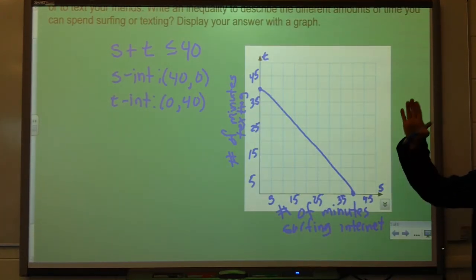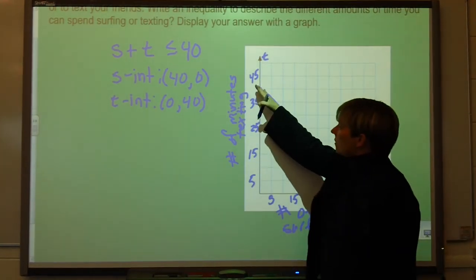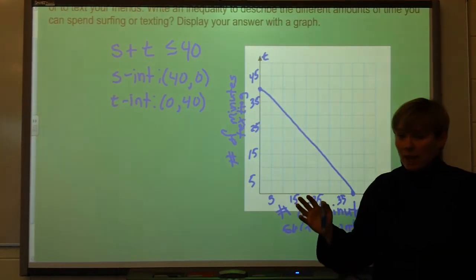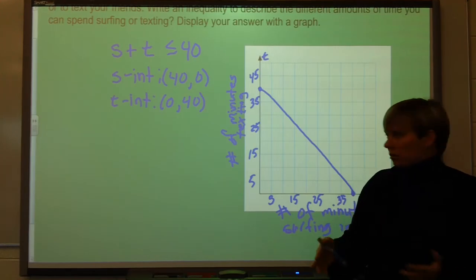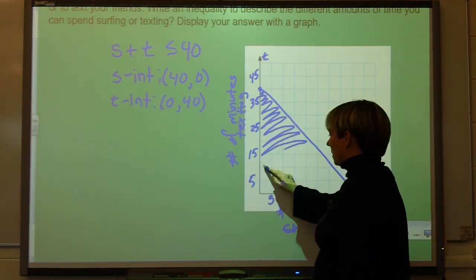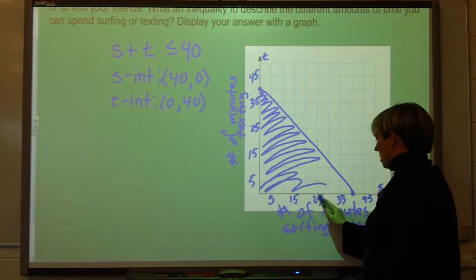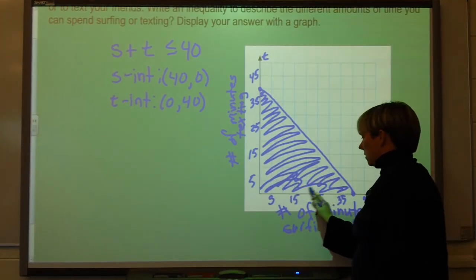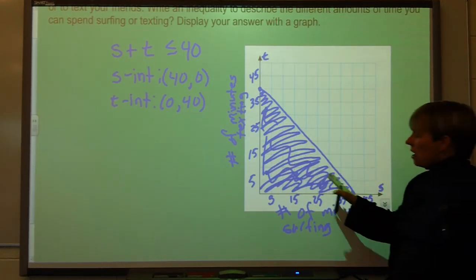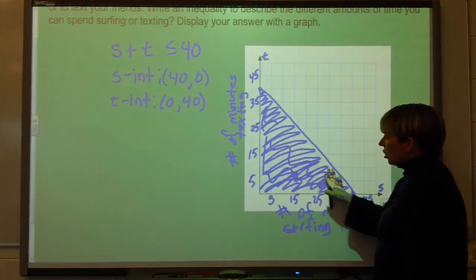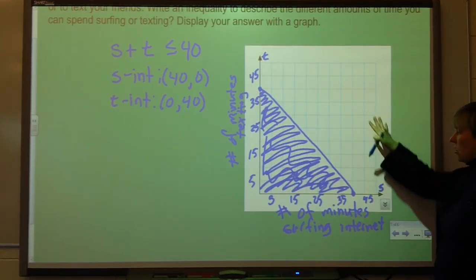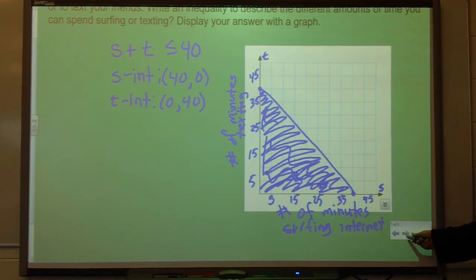Now, I can have all of the different ordered pairs on this line, or I can be less than that. So, quite clearly, I'm going to be shading inside this triangle here. I can't surf or text negative minutes, so I only have my positive axis. So any combination of surfing and texting in the shaded region or on the line would be okay. I just can't be on the other side of the line.